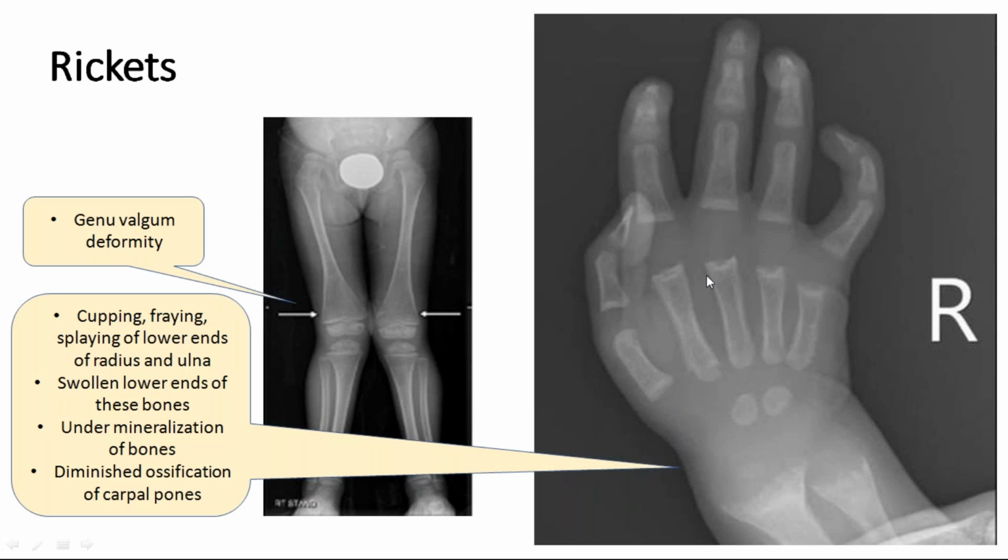This is rickets. All of you know, they'll make out cupping and fraying. You see, cupping and fraying, these two words, plus undermineralization, diminished ossification of the carpal bones, and swelling of the lower ends, because this is the outside soft tissue swelling. These are the typical findings, and actually bowing of the legs and genu valgum deformities.